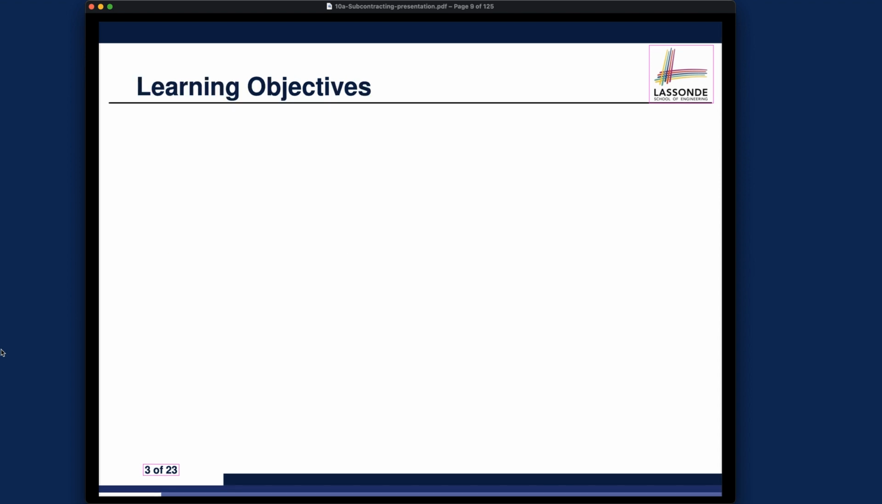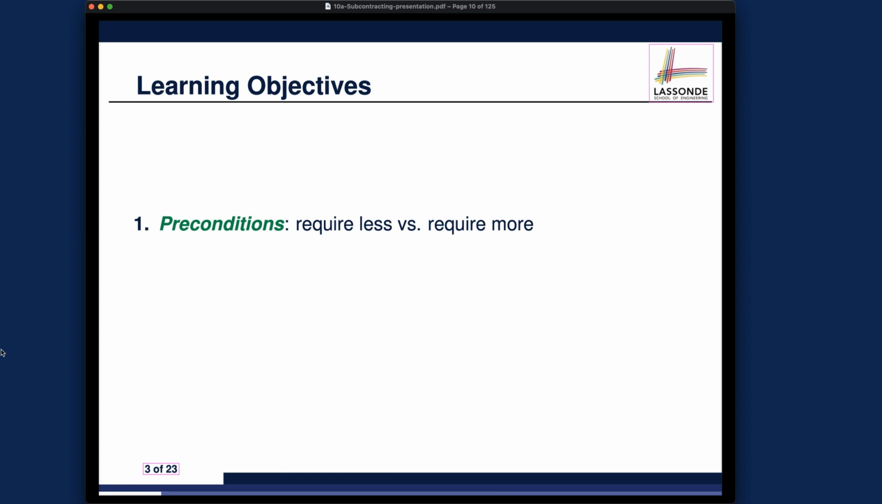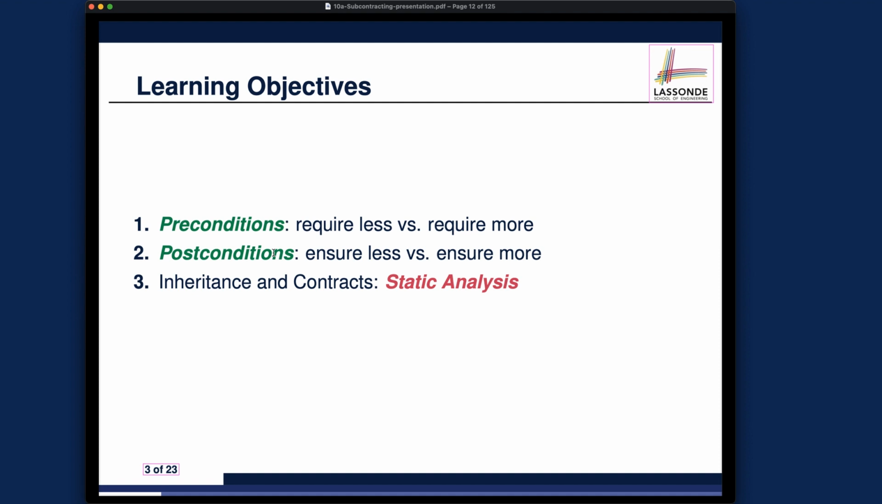Let's see what the learning objectives are for this lecture. Number one, we want to talk about preconditions, and the notion of require less versus require more. Similarly for the postcondition, we want to talk about ensure less versus ensure more. And you can think about class invariants as actually included in the discussion for postcondition. Remember from our previous lecture, we said to think about invariants as the postcondition for every routine. You want to make sure that upon the completion of every routine, the class invariants, the integrity constraints for the class, would be maintained. And number three, we want to talk about the static analysis for inheritance and contracts.